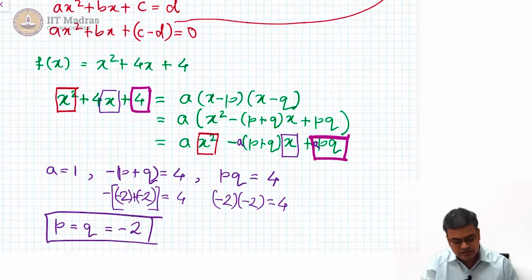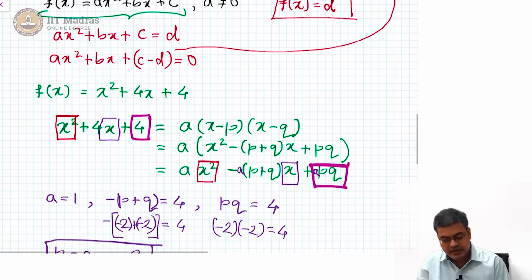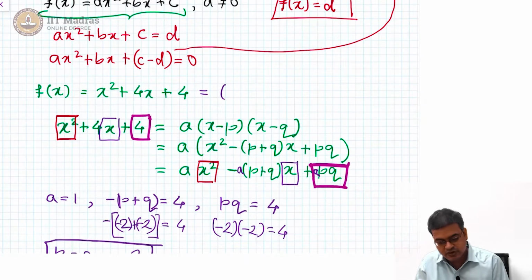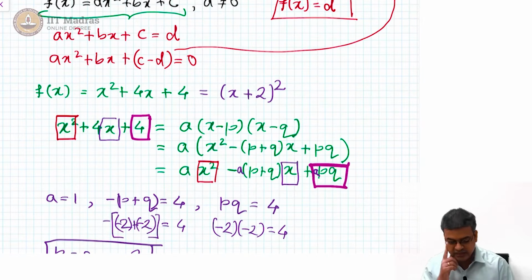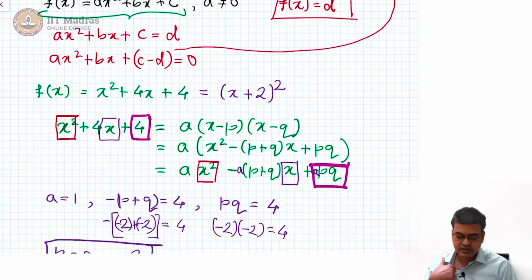So as I mentioned, this method works for this particular function, and I can write this function in the intercept form as (x plus 2) the whole square, because x minus p, so x minus minus 2, which is x plus 2 the whole square.